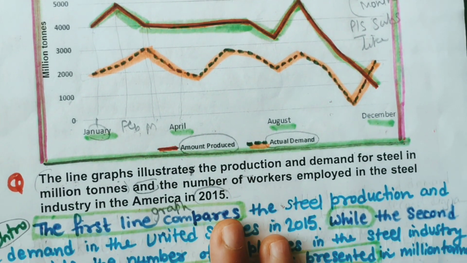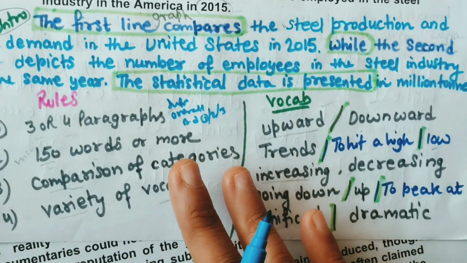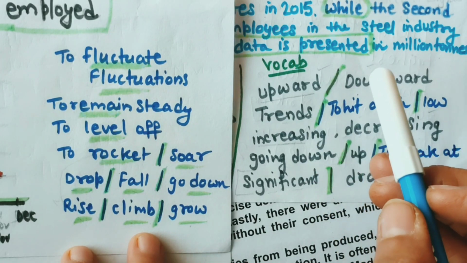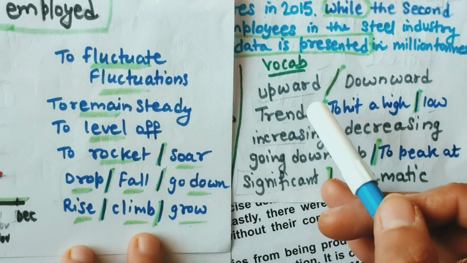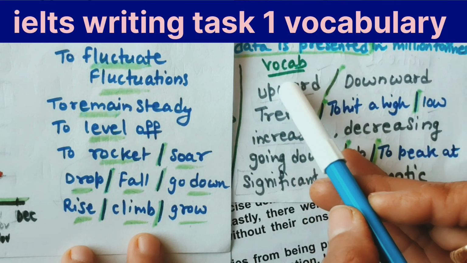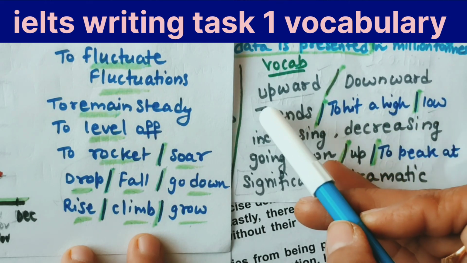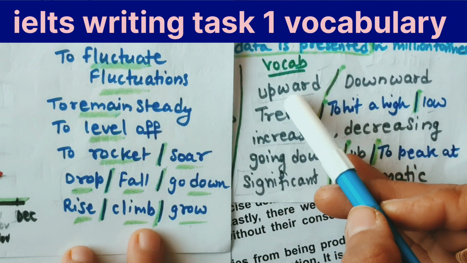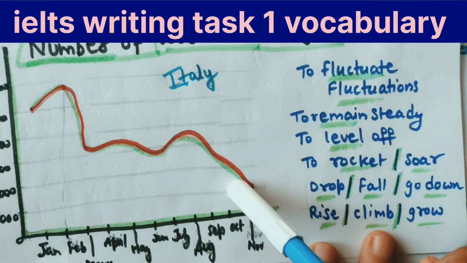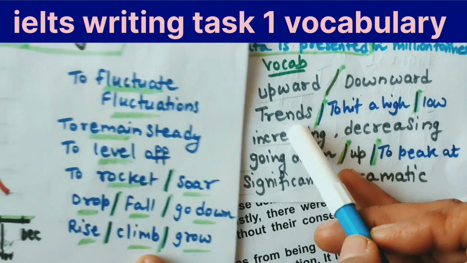Okay, so let's start with the vocabulary, especially for writing task 1 line graph. Specifically for IELTS writing task 1 line graph language, what we can use: upward trend, downward trend. If the graph is going down, this is known as a downward trend. If the graph is going up, this is known as an upward trend. So here you can see going down means this graph is following a downward trend. Okay, so you should use the word trend.